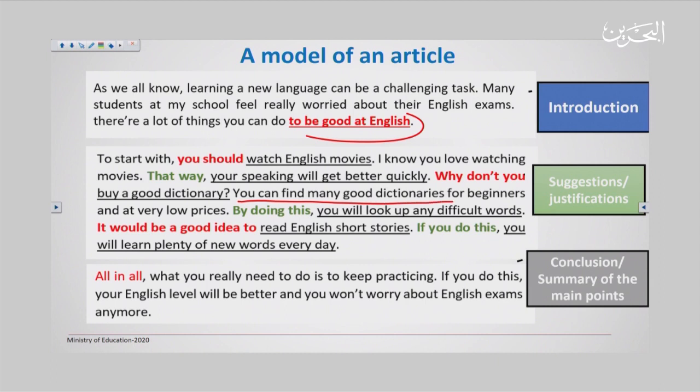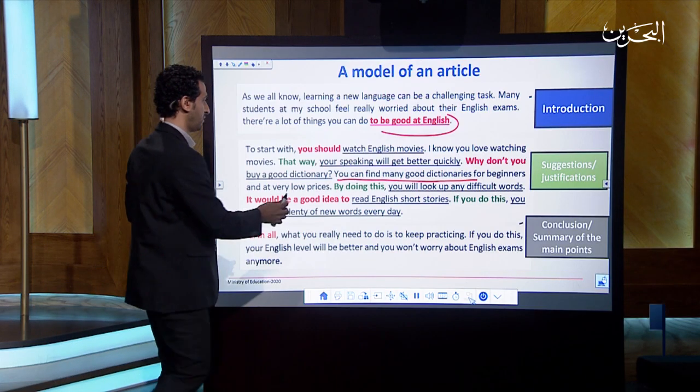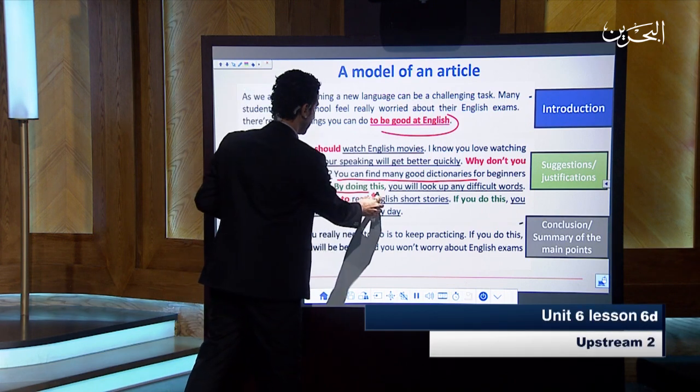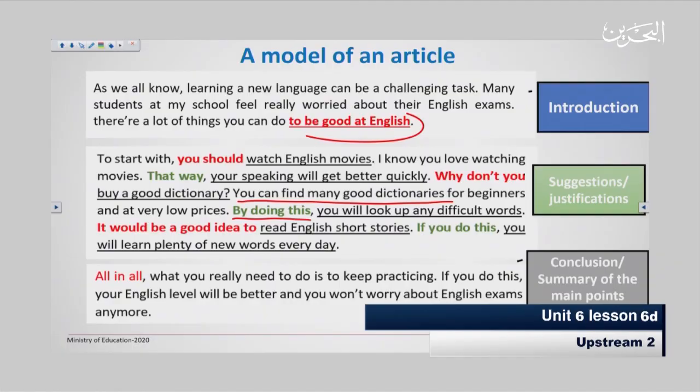You can find many dictionaries for beginners and at very low prices. And where is this justification? Here's the justification. By doing this, you will look up any difficult words. You can find out any difficult word. You can search for any difficult words.